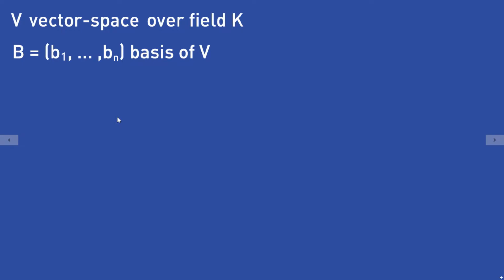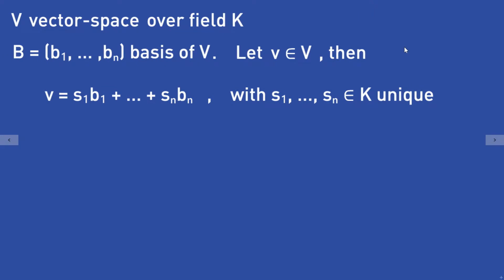So let small v be some vector in the vector space capital V. Then small v can be written as a unique linear combination of B1 to Bn. That means v is equal to s1 times b1 plus s2 times b2 and so on plus sn times bn. The s1 to sn are elements of the field K and they are uniquely determined.